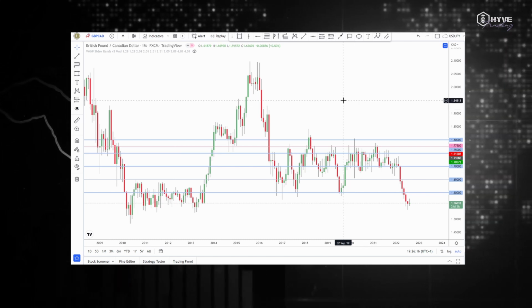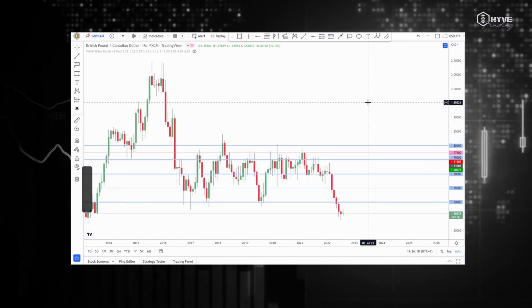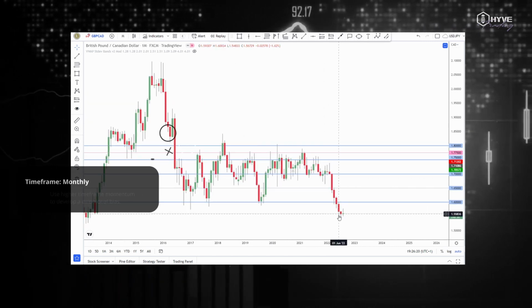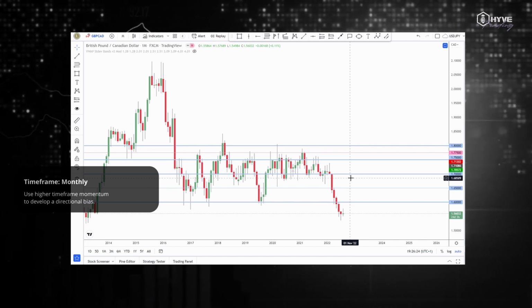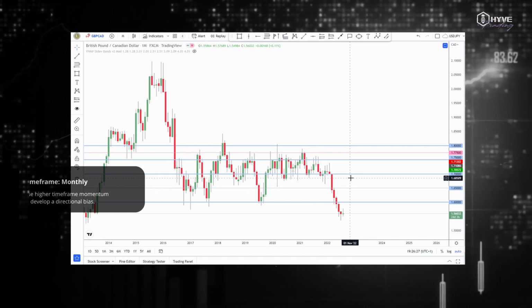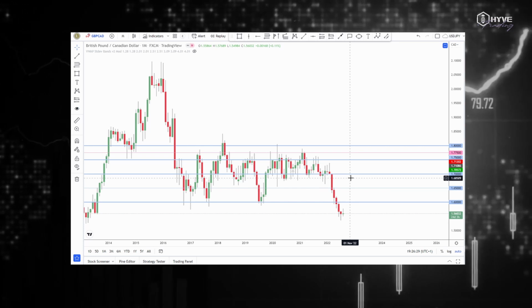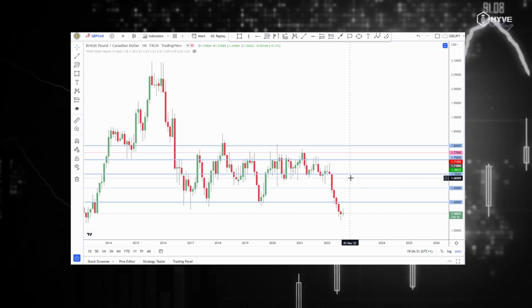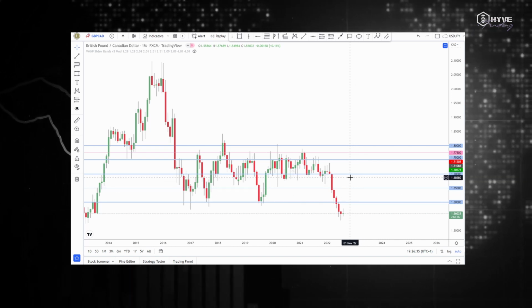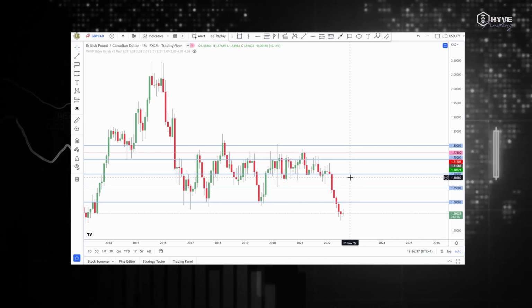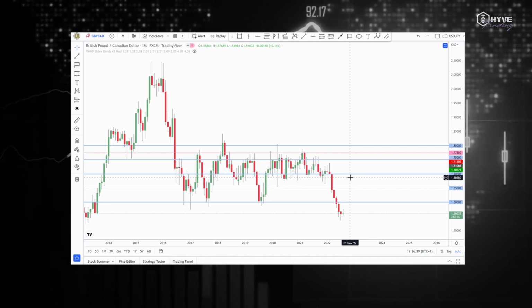So what we can see right away for the past 5 months at least, we can see that GBPCAD has been in a downward direction. The trend towards the downside, the momentum is very strong. Now, I don't just use that as a way to actually decide what my directional bias is going to be.